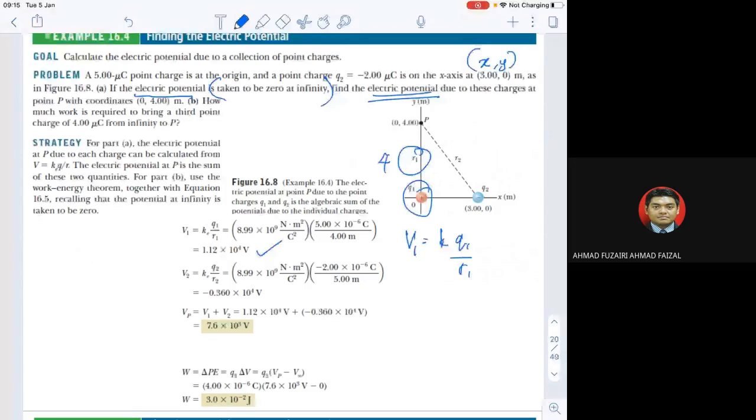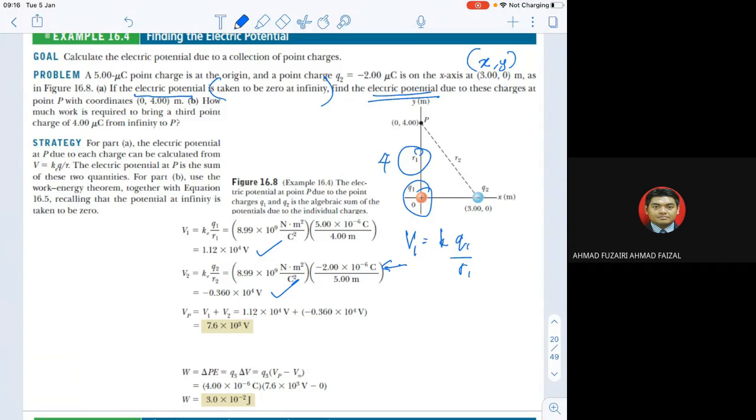Because in the earlier part, when you calculated electric force and electric field, all had a modulus, so you didn't bother about negative or positive. But here, we bother about the negative. As an example, look at this part: negative 2 times 10 to the power of negative 6 coulomb. Because this is electric potential, no modulus, we should put it as negative. The value will be negative 0.36 times 10 to the power of 4 volts.